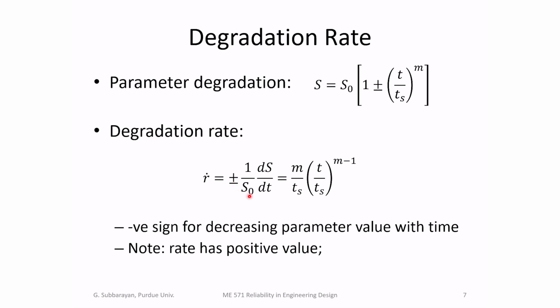And we have a minus sign and a plus sign here. So the minus sign is for decreasing rate, or ds by dt being negative. When ds by dt is negative, you'll apply the minus sign. When ds by dt is positive, you will have the positive sign. So the rate is always positive. Okay, that's a key point to observe here. This rate is always positive.